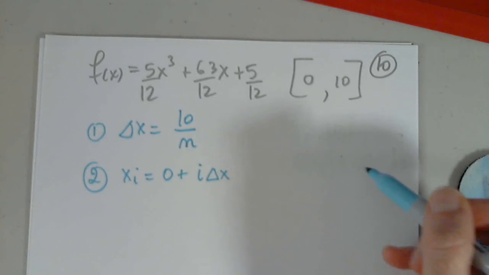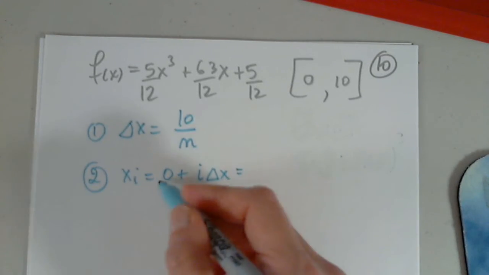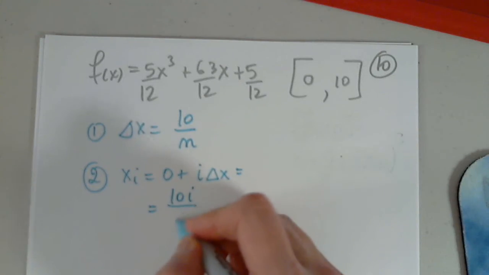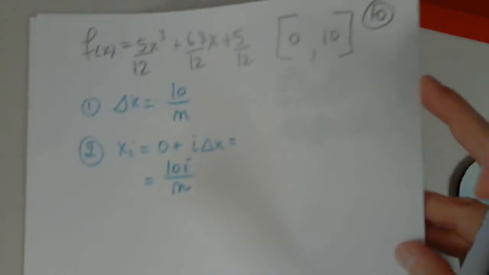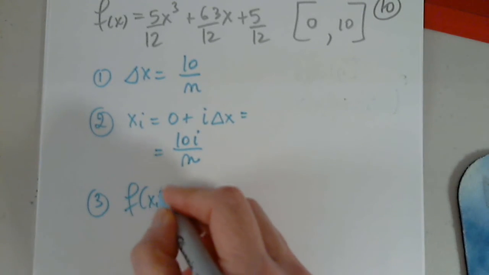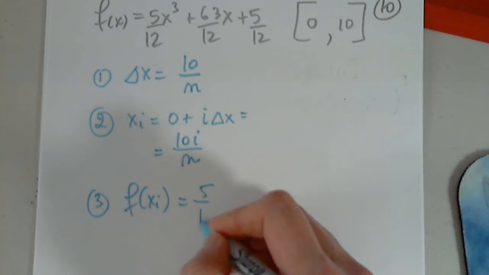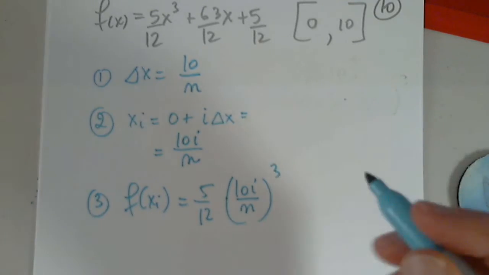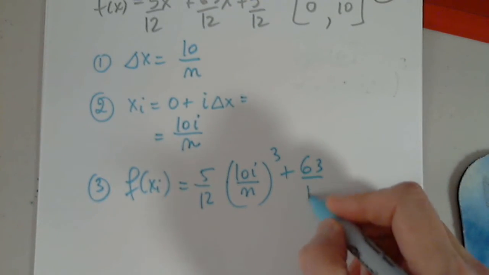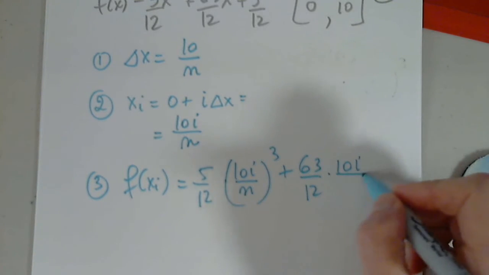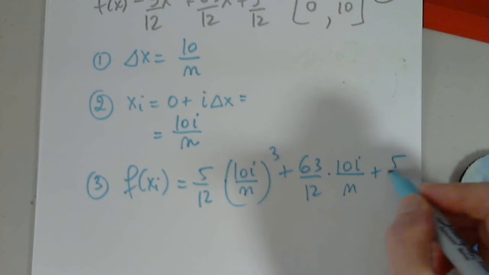I'm writing it like this so you know that if you start anywhere else, you just have to write it in front. So i delta x is 10i over n. And prep number 3 is f of xi, which is 5 over 12 times 10i over n cubed plus 63 over 12 times 10i over n and plus 5 over 12.